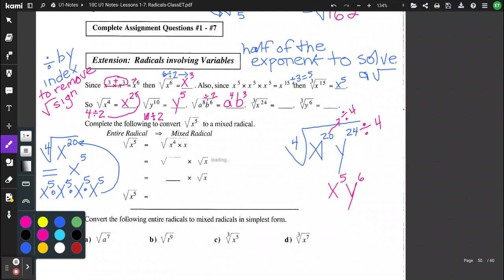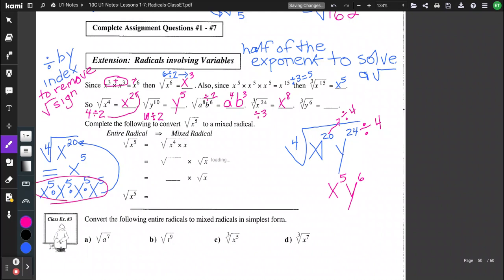Now the other one right beside him has an index of 3. So that means we're taking 24 and we're dividing by 3. So that's going to give us x to the 8. And again, that little 3 means I had 3 x to the 8s. Just like it's showing us here on that one, that I have 4 of them. That one would mean I have 3 x to the 8s.